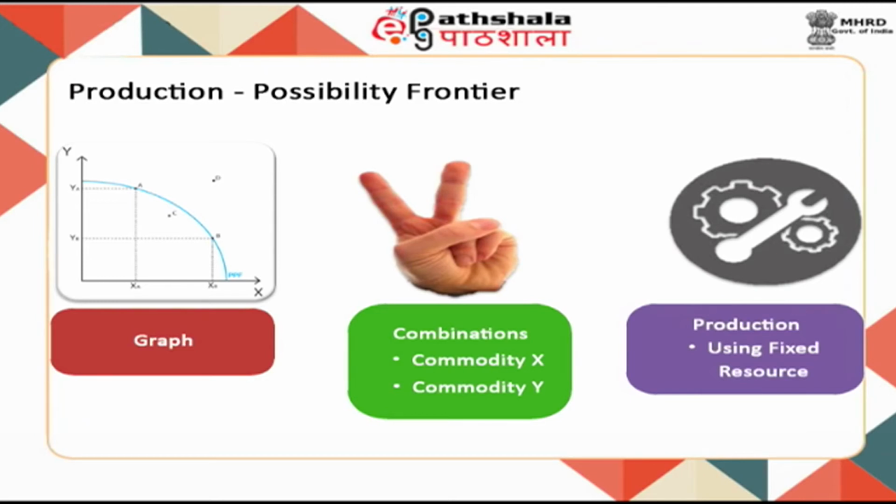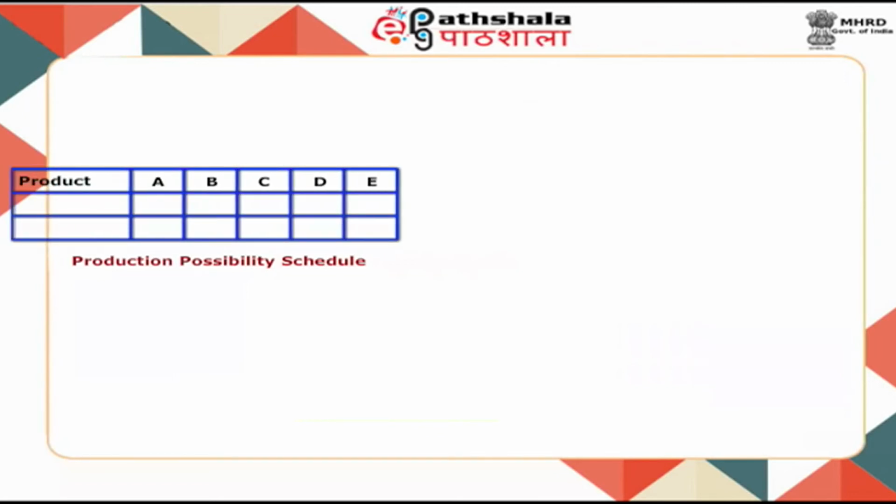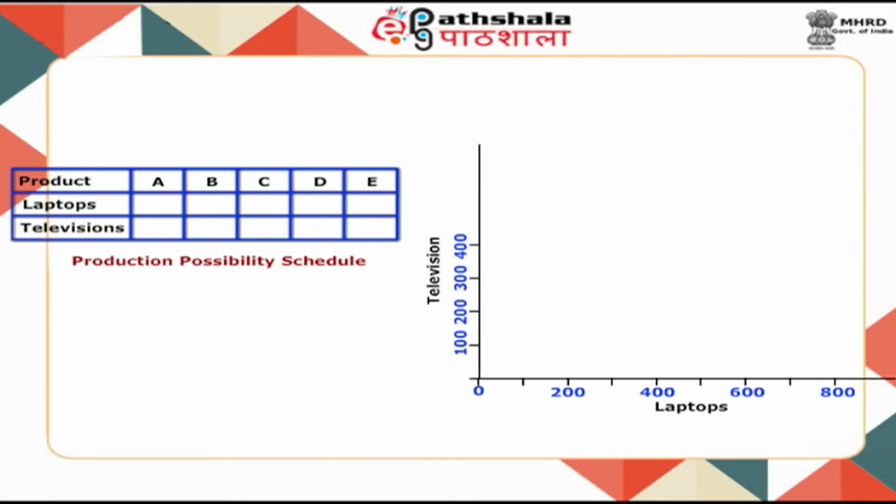To understand the concept further, let us consider one example. Production Possibility Schedule is a table that shows the various amounts of the two commodities that the economy or firm can produce given the scarce resources. Let us consider that with the given amount or quantity of factors of production, the economy or the firm chooses to produce either televisions or laptops as shown in the table. Let us depict production of laptops on the x-axis and the production of televisions on the y-axis.